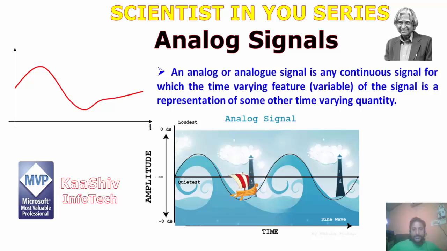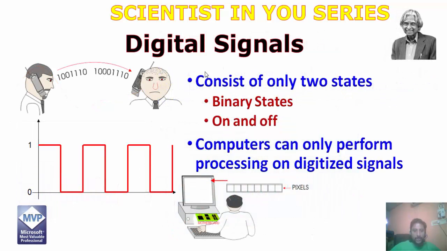So, what do I mean by analog signals? It's nothing but a signal that doesn't have any discrete values; it has continuous values. The continuous signal has time varying features. You are able to see that, based on the time, a continuous change in values is happening for another parameter. So the time varying feature of the signal is a representation of some other time varying quantity. That's your analog signals. Whereas digital signals have two discrete values, either 0 or 1, off or on. So for computers to store and to perform the processing, we need the digital data.